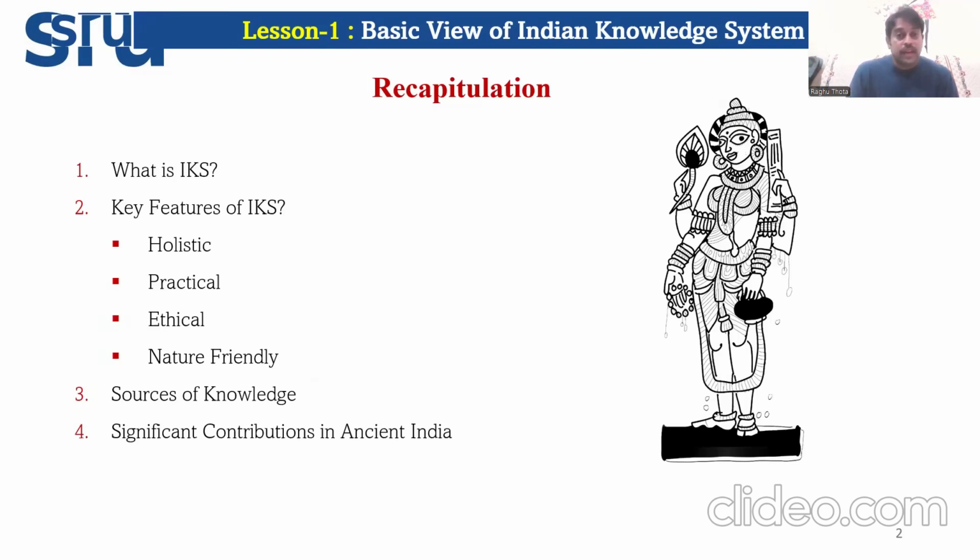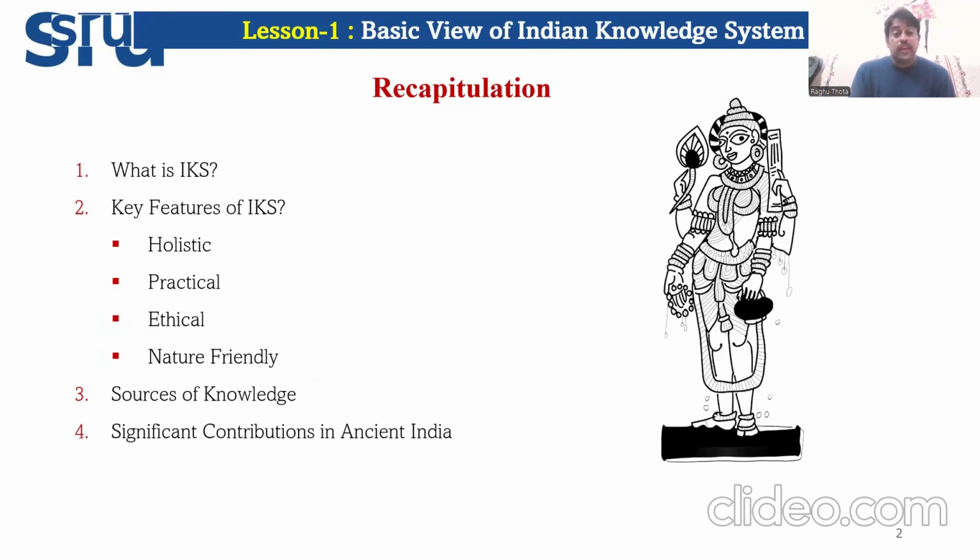What is another point we had a discussion on under lesson number 1? What are the different sources of knowledge they had in ancient times? They had 4 important sources. One is Vedas, second is Upanishads, third is Puranas, and fourth is epics such as Ramayana and Mahabharata. Ultimately, these 4 categories induced moral values, ethical values, and the right way of living to the public in ancient times.